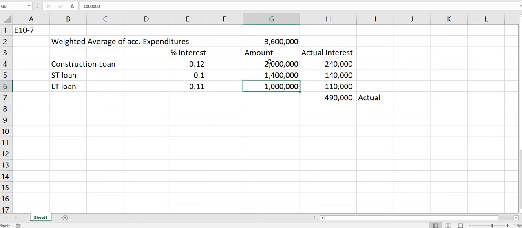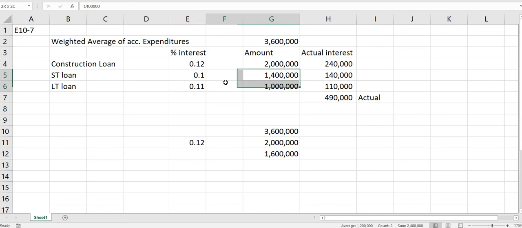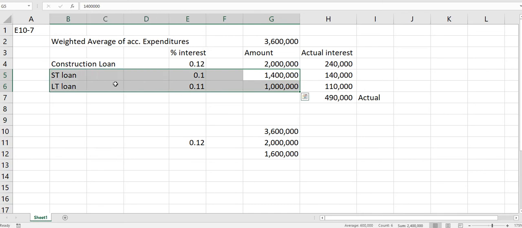that at. So of my 3.6 million expenditures, 2 million of that was used for my construction loan, and so I should use a 12% rate. But there's a little bit more. I paid more expenditures, and I must have used a different loan. And I know I'm going to use these loans, what's left over. These are the only loans I have left over to use for my construction.